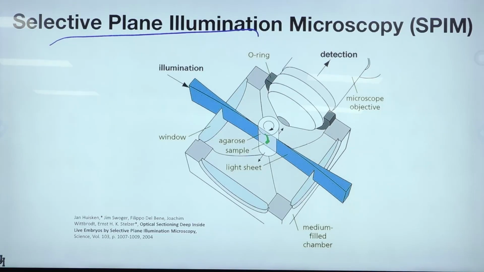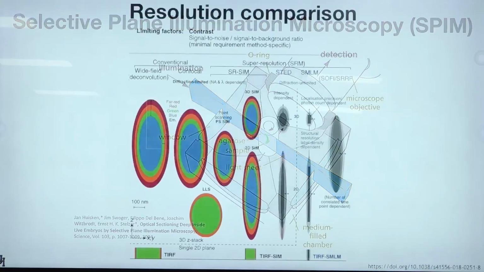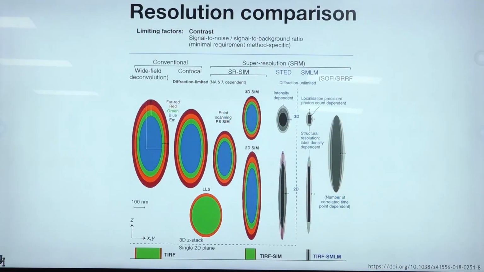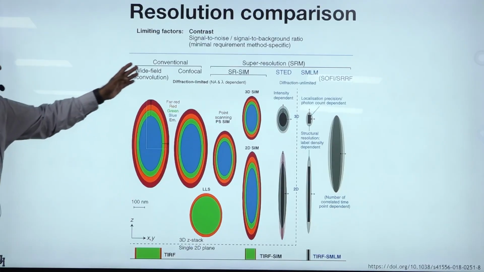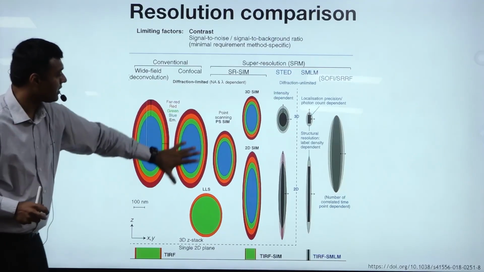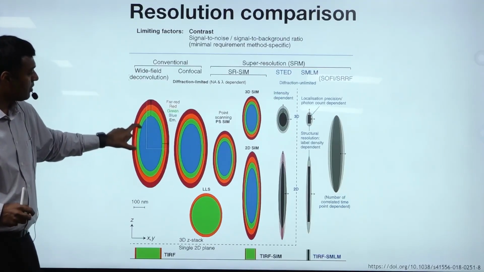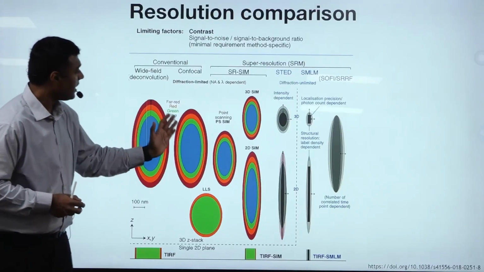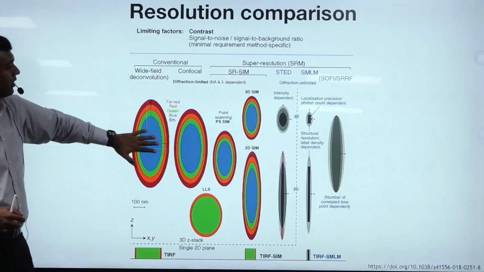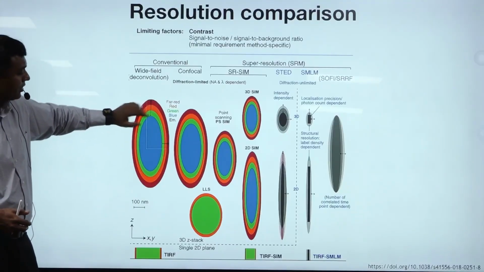I won't go into too much of this, but these are some of the ideas that people have come up with. To give you an overall summary and compare super resolution methods, these ovals correspond to the point spread function, the size of the spot you can see. Regular confocal is something of this size. Blue is small and red is bigger, because of the wavelength, lambda by 2NA. So this is the resolution you can get with confocal.